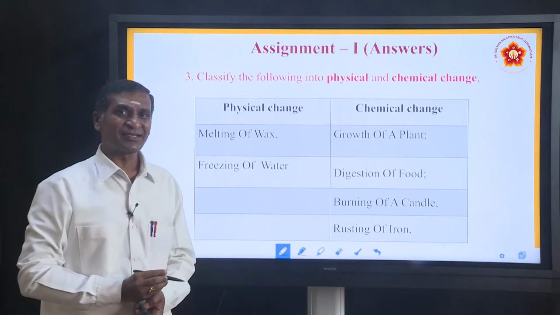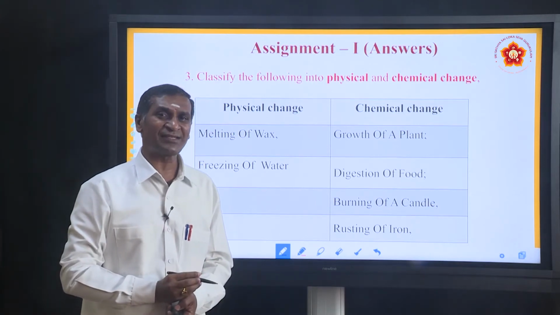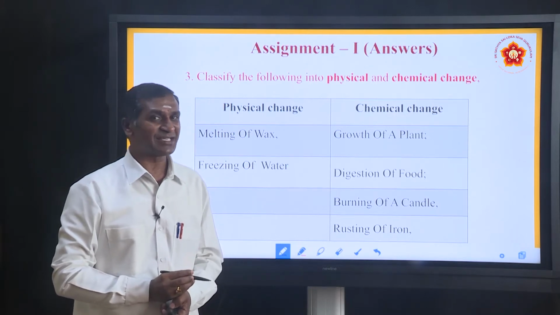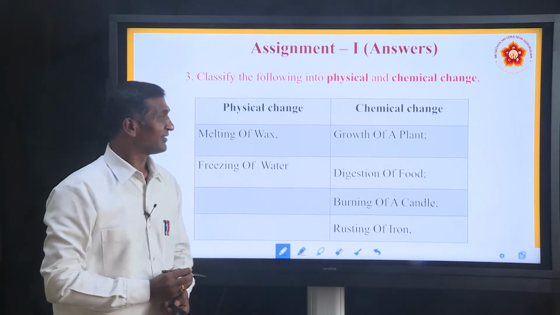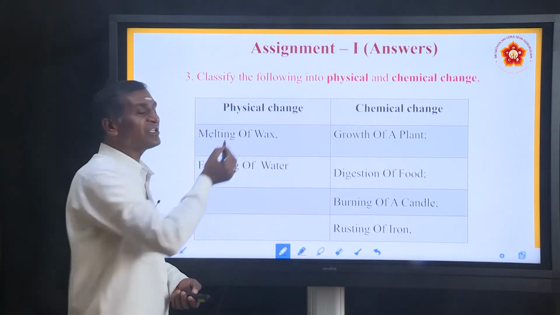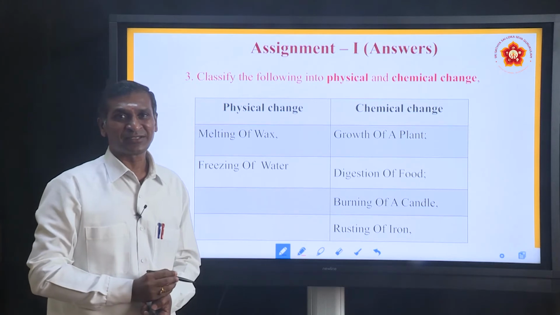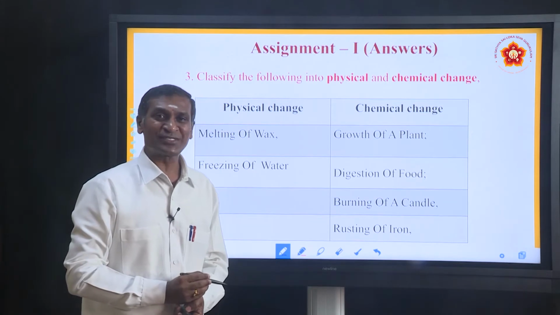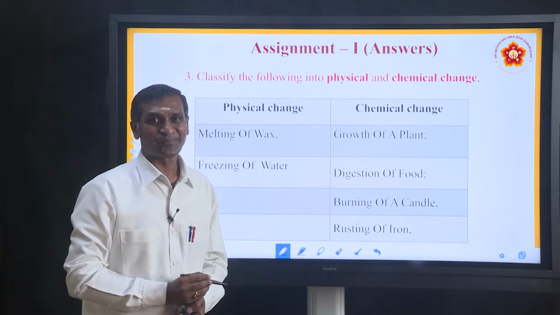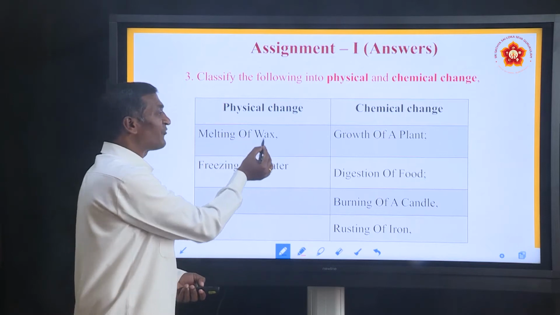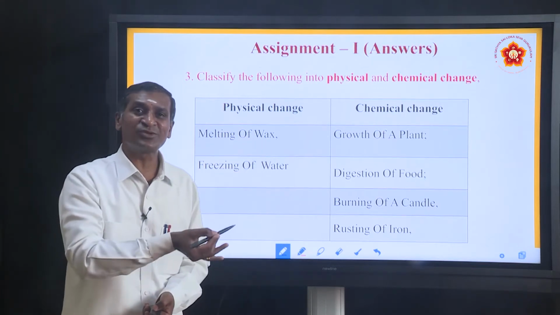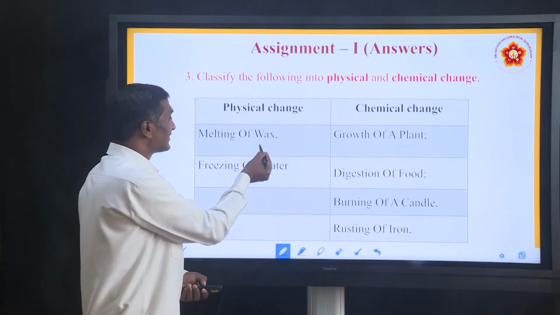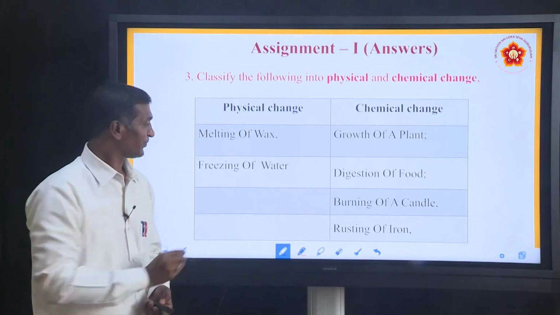Dear students, if we just recap our previous class, what we dealt about physical change, then it is easy for us to differentiate. Here we are finding the physical change: a change which is reversible, a change where no new substance is being formed. Melting of wax: the wax melts into liquid, again it can convert into solid. So, it is an example for physical change.